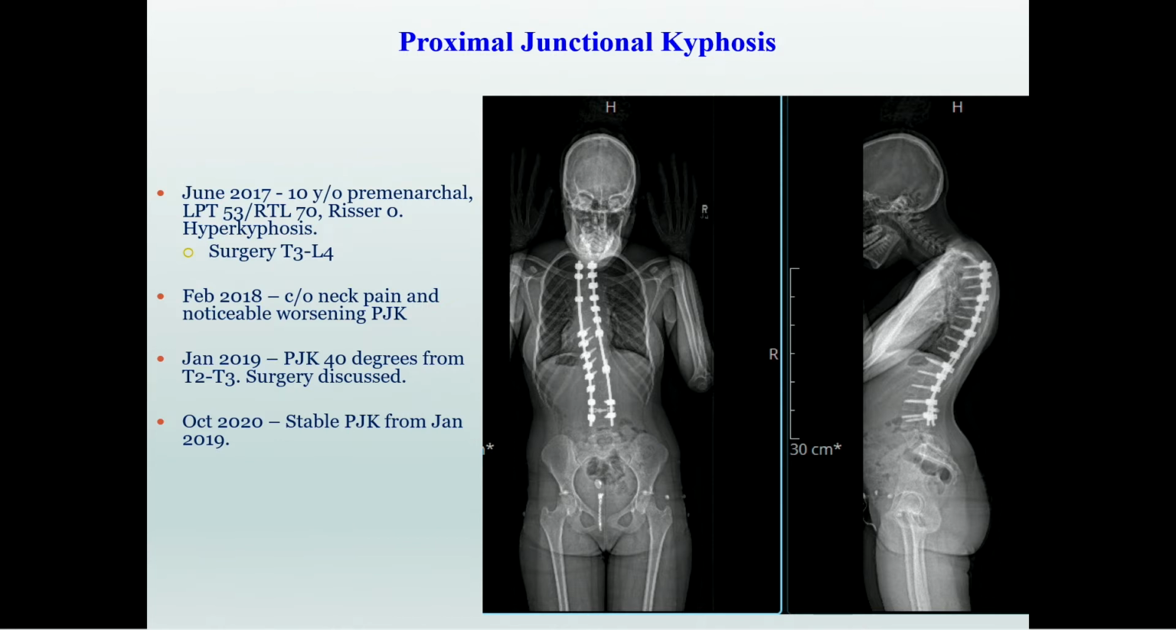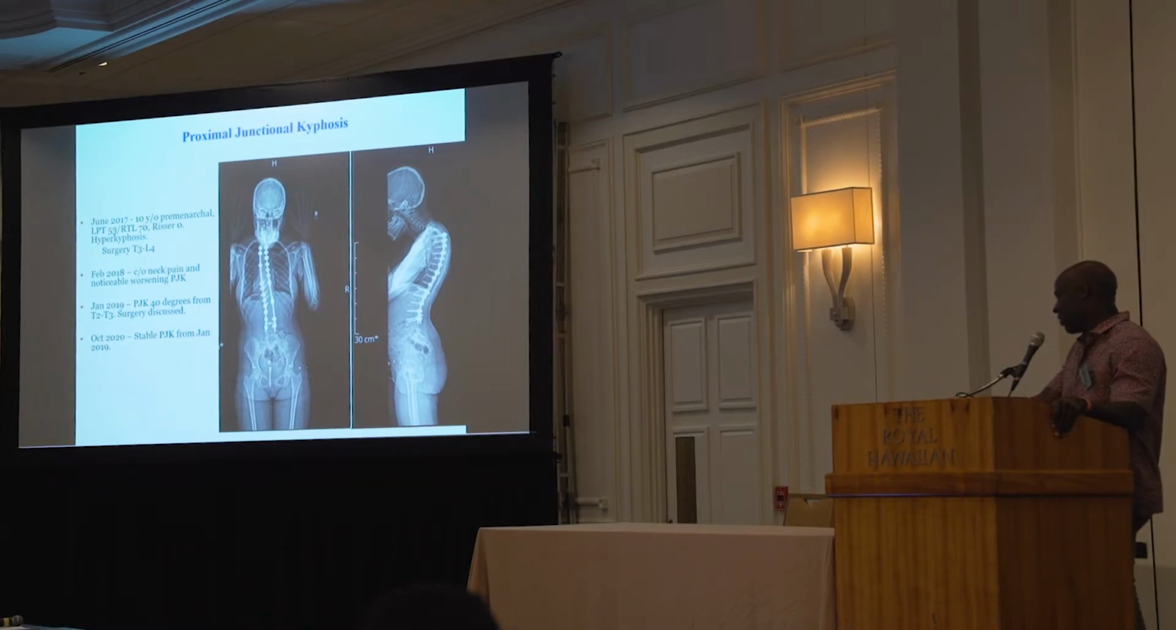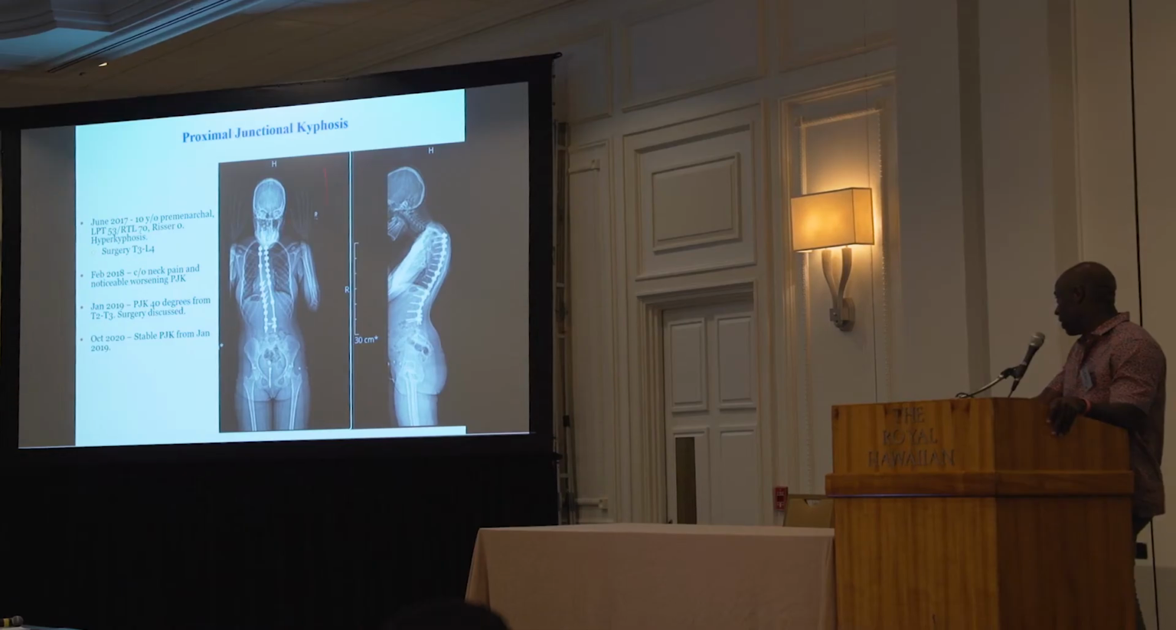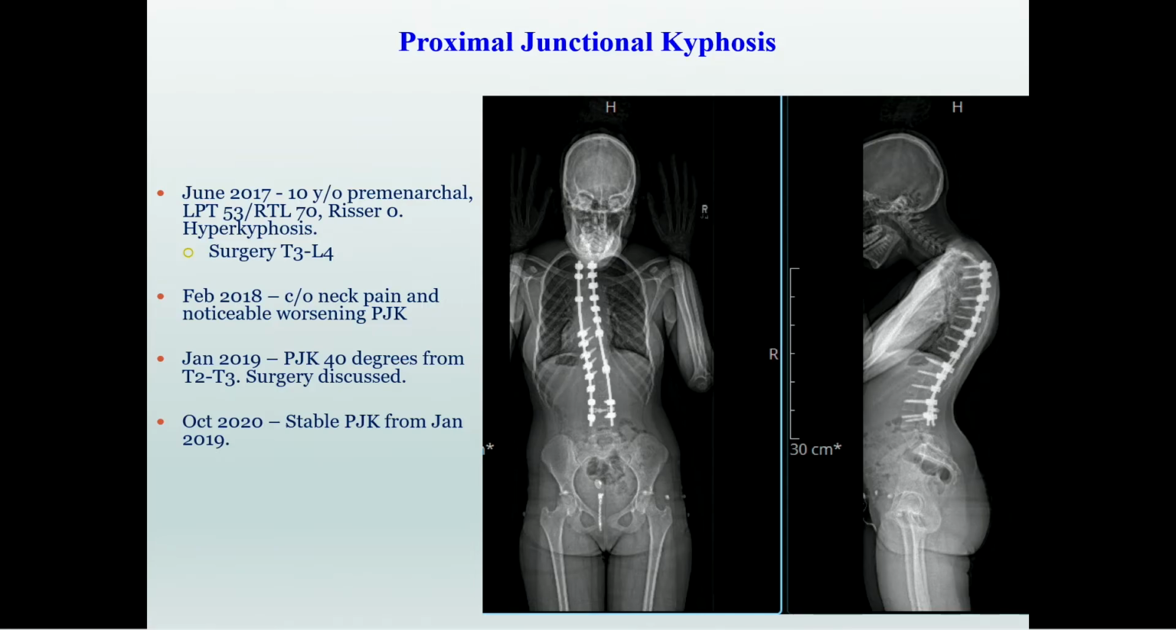Here's an example. I do majority adult deformity, so for this presentation on PJK, I borrowed this case from a friend at Miami Children's. This is a patient who presented to him. We don't have the original x-rays because the patient presented after surgery. They had a T3 to L4 fusion surgery in 2017. Immediately after surgery, per the family, they were told there was some failure above the construct. In 2018, the patient complained of neck pain and noticeable worsening of clinical proximal angle, and x-rays were obtained. In 2019, they presented with a 40-degree proximal junctional curve, and it was stable in 2020. So moving this forward.